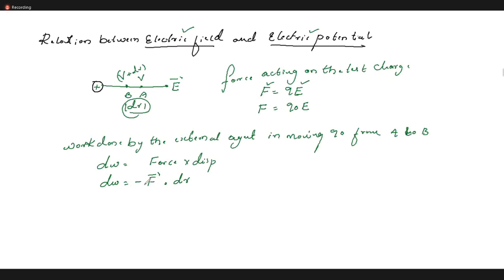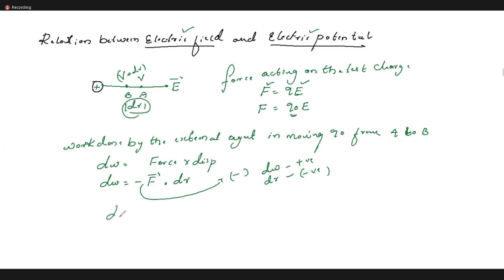So what does this negative sign indicate? dW is positive when dr is negative. If dW is positive, this should be negative. While the Q naught you are taking here, you are moving against the electric field. Are you getting my point? So if dW is positive, it means the r should be of negative sign, because the charge you have taken in the system should move against the E.